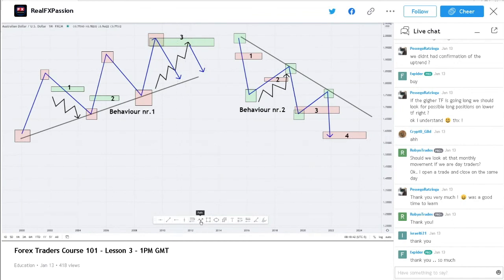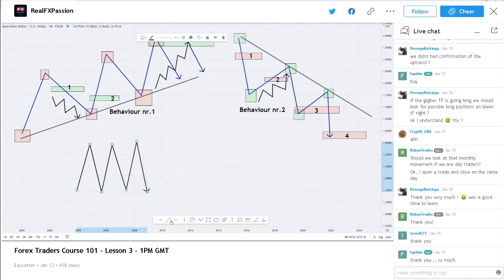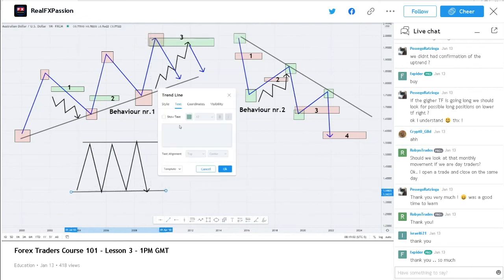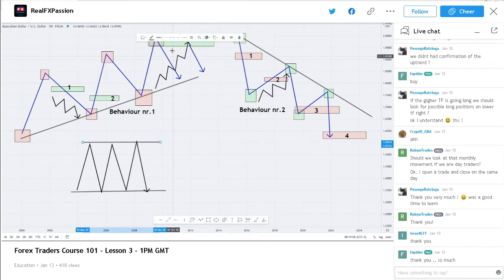Let's move on. Behavior number 3 is where the market makes equal highs and equal lows. It's called sideways movement, also called consolidation. So the market is most likely making equal highs and equal lows. Let's color code this in red, and one more time. So this is market behavior number 3.